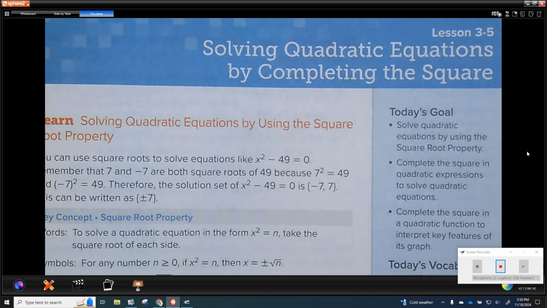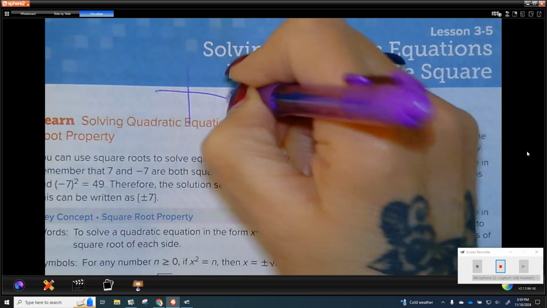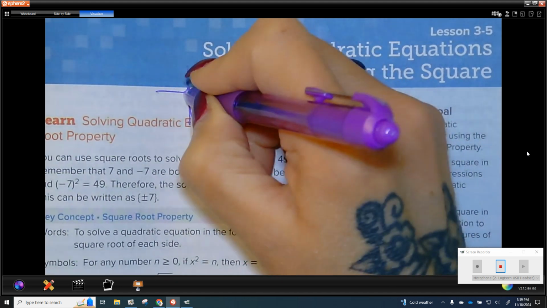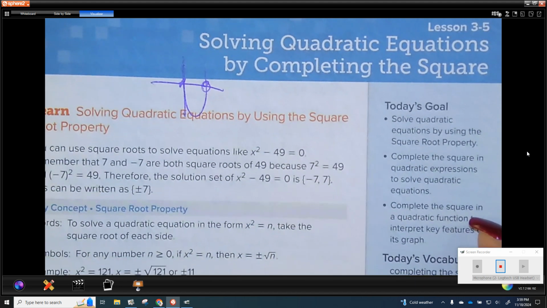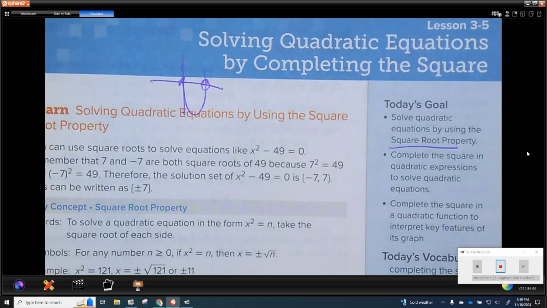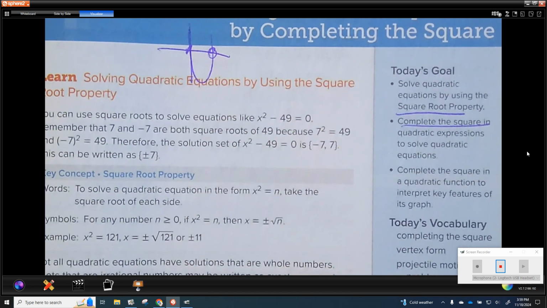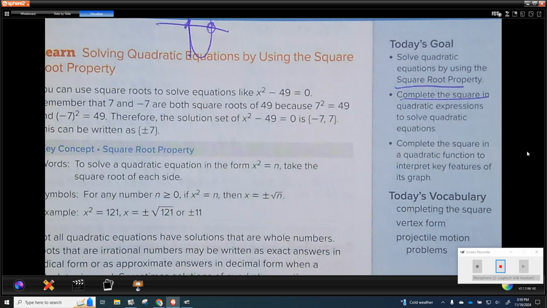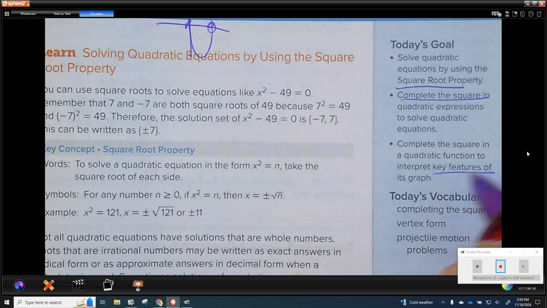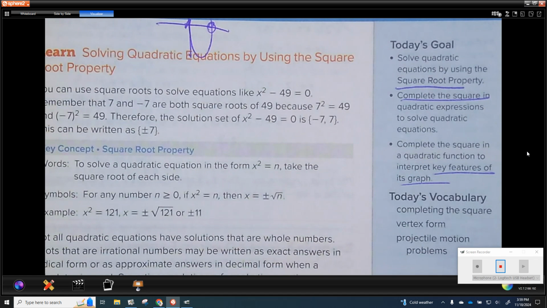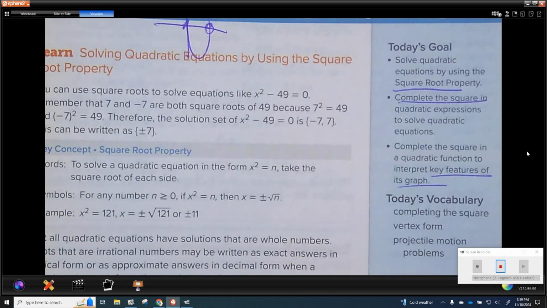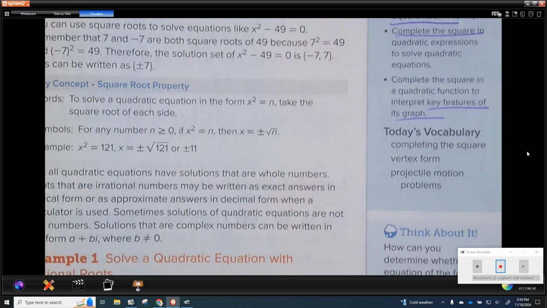So when we solve quadratics, remember we're looking for those x-intercepts by using the square root property, and then we're going to complete the square. So that gives you a hint with the square root property, what that means. And then we're going to interpret key features, because if you have the vertex, the zeros, you know which direction it opens, you could sketch the graph really quickly.